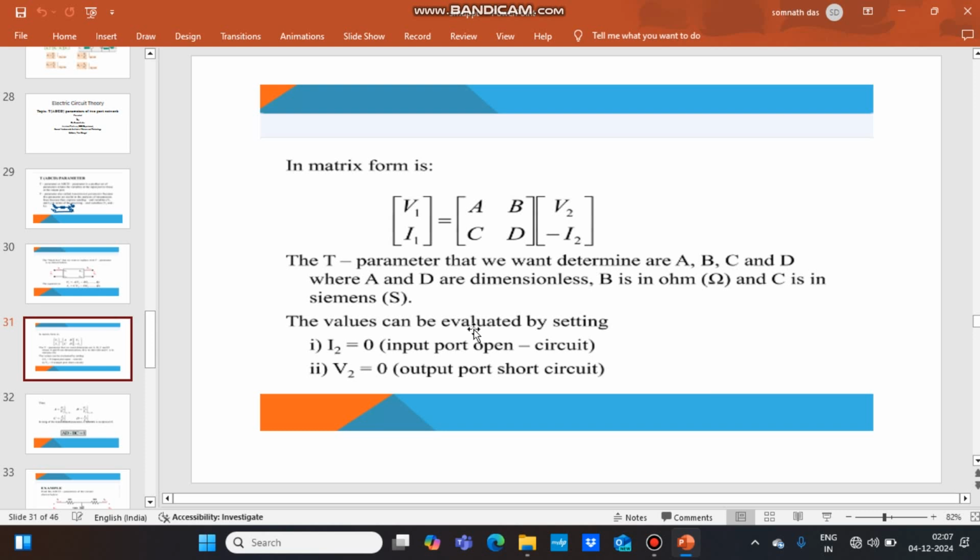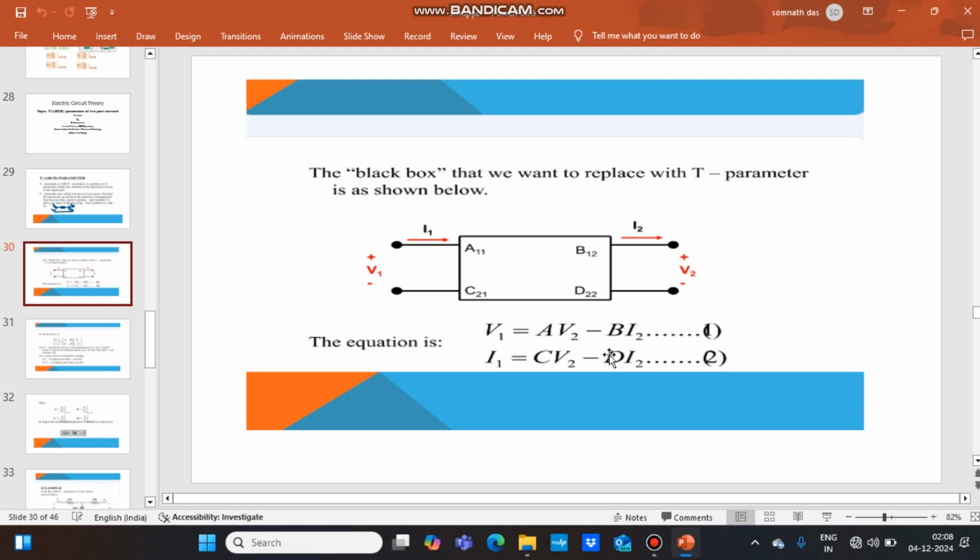Now to calculate the values of ABCD, we have to make two conditions. In one condition, I2 equal to 0 and in another condition V2 equal to 0. To make I2 equal to 0, the output port is open circuit, and when V2 equal to 0, the output port is short circuited. See from this figure, from equations 1 and 2 we will get the values of the ABCD parameters.